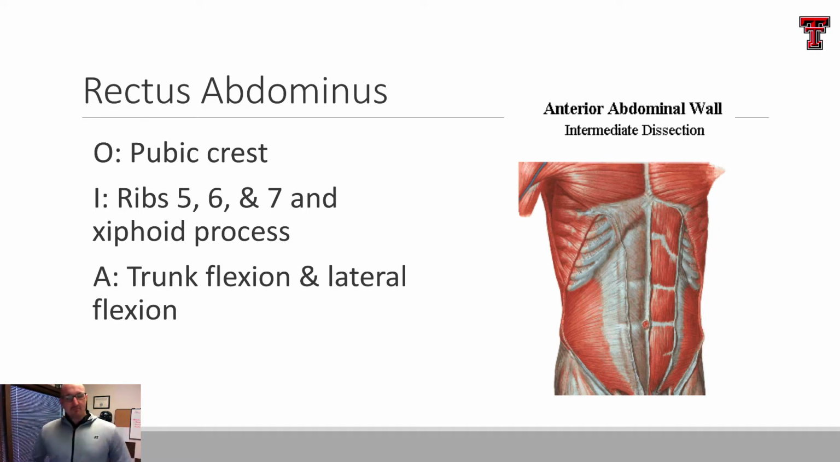So you've probably done core or ab exercises. You know it's going to be a trunk flexor, and then single-sided it's going to be a lateral flexor, and it gets its innervation from the intercostal nerves.